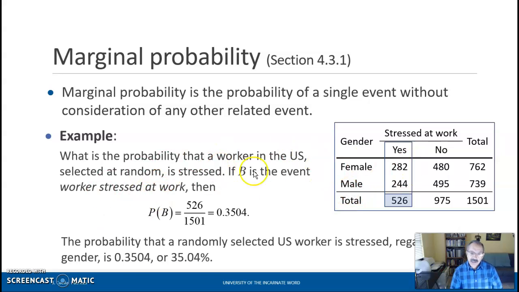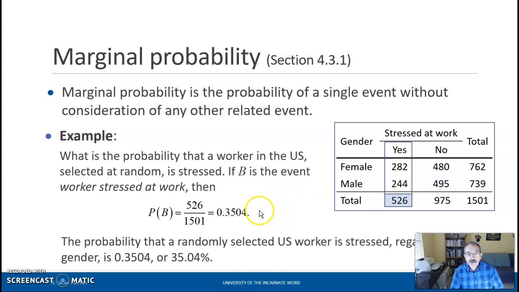In this case, let's look at an example to illustrate this. The example is asking us, what is the probability that a worker in the US selected at random is stressed? And in here, we're going to designate B as the event the worker is stressed at work. If you look at the contingency table, all these workers, these 282 females and these 244 males, are stressed. So the total number of stressed workers out of these 1,501 workers that were interviewed are stressed.